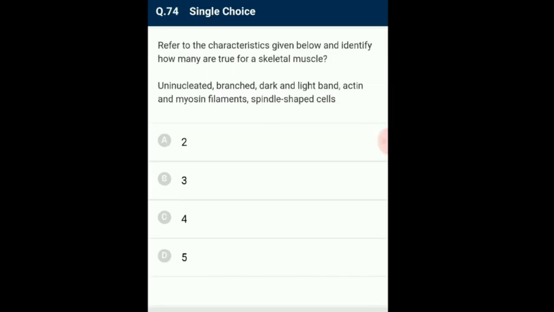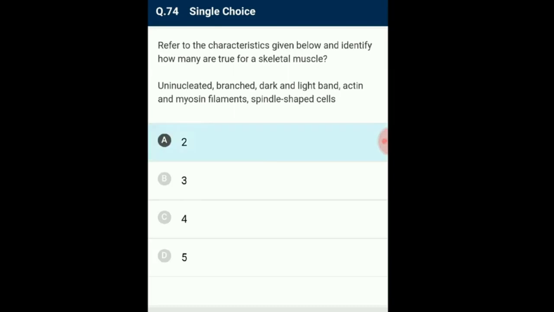Question number 74. Refer to the characteristics given below and identify how many are true for the skeletal muscles. Skeletal muscles are also called striated or voluntary muscles. Striated muscles are attached to bones by tendons. They are long, thin, multinucleated fibers having alternate light and dark bands. They contain myofibrils, which contain contractile proteins, thin actin and thick myosin. Smooth muscle cells are uninucleate, spindle shaped and don't have any striations. Cardiac muscle cells are uninucleate, show faint striations and are branched cells. So the answer is option A.